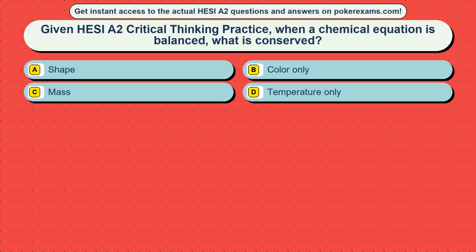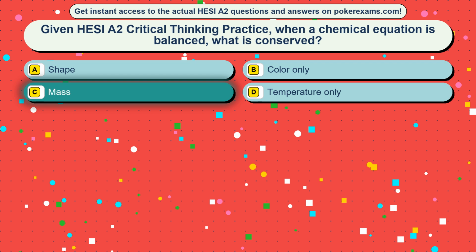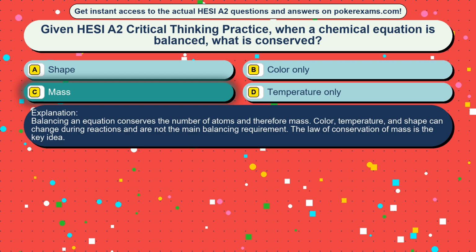Question 48. Given HESI A2 critical thinking practice, when a chemical equation is balanced, what is conserved? Option A, shape. Option B, color only. Option C, mass. Option D, temperature only. The correct answer is option C, mass. Balancing an equation conserves the number of atoms and therefore mass. Color, temperature, and shape can change during reactions and are not the main balancing requirement. The law of conservation of mass is the key idea.